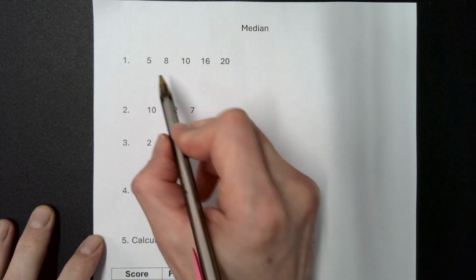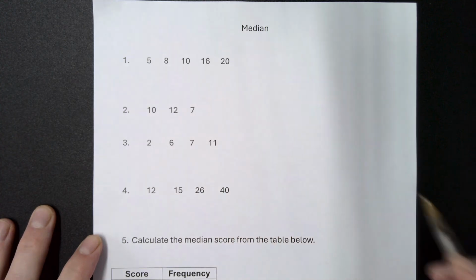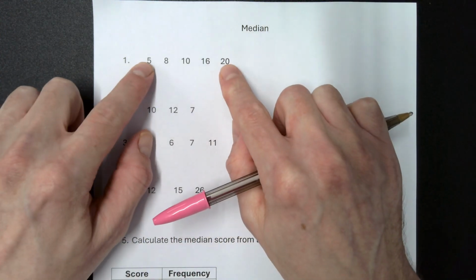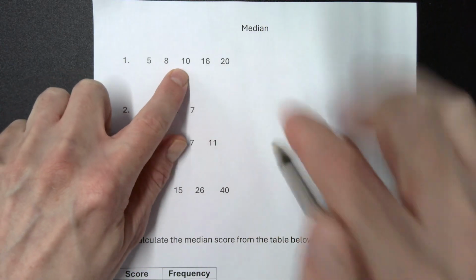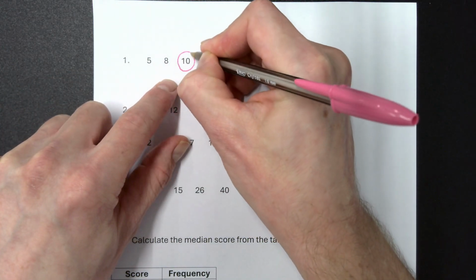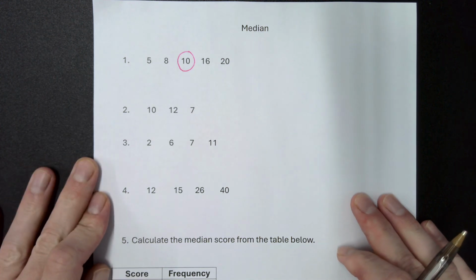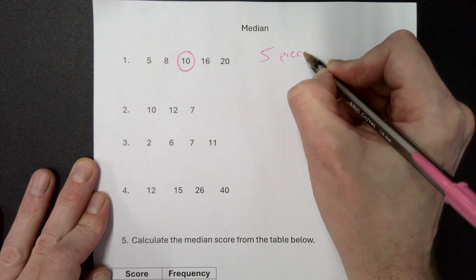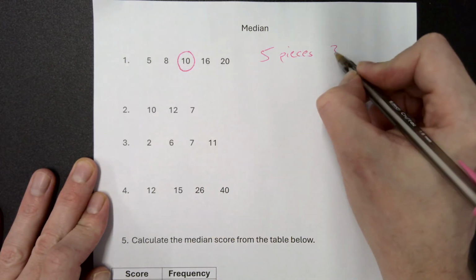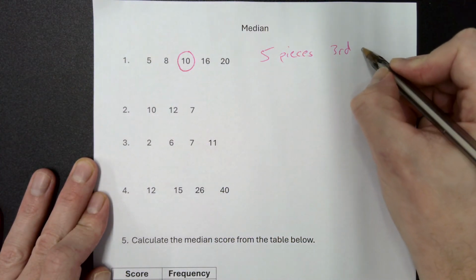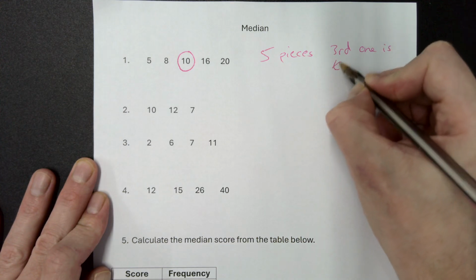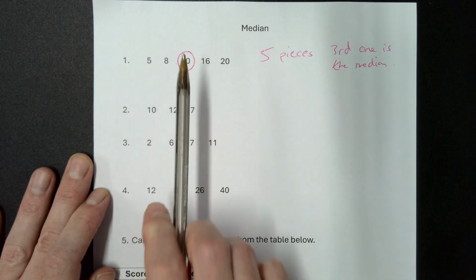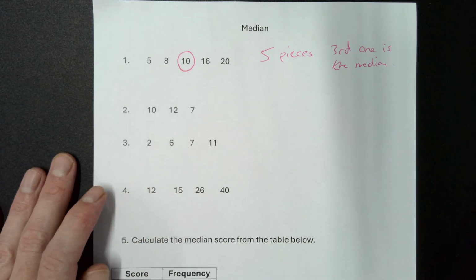Right, question 1. You've got 5 numbers, and you have to find the middle one. So you can count in with your fingers: 1, 2, 3. That one is the middle. The median is 10. We've got 5 pieces of data, and the third one is the median. So it's the third person, and the median score is 10.